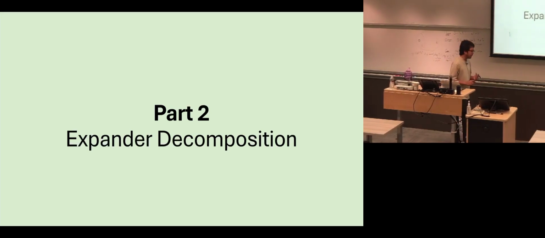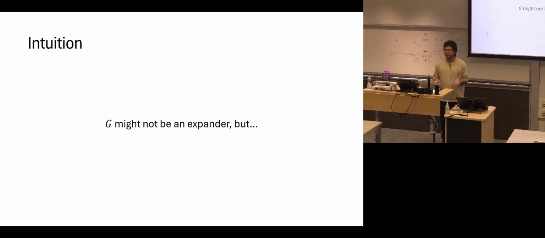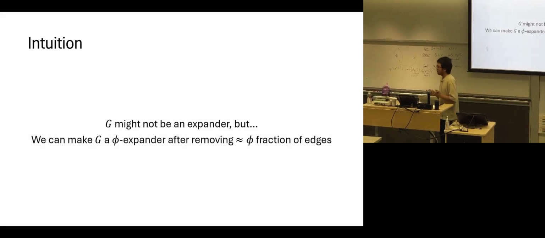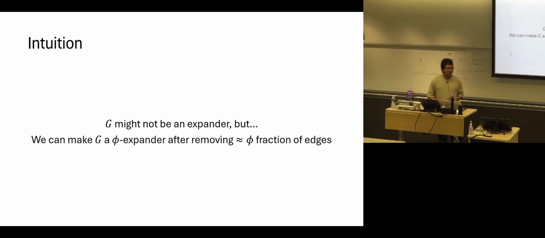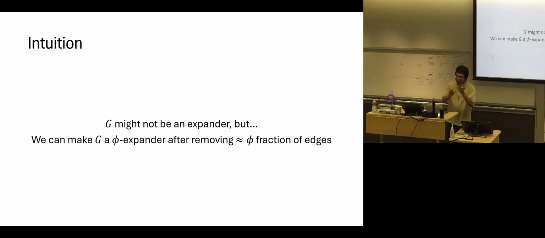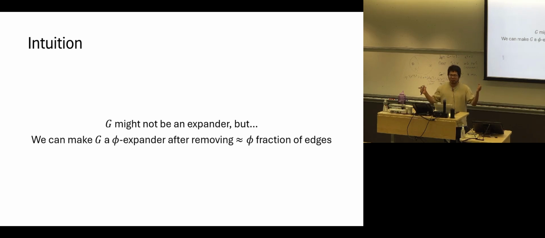All right. Now I want to talk about expander decomposition. The reason is that not all graphs are expanders. For example, a dumbbell graph is not an expander. So you cannot hope to solve approximate min cut easily all the time. But the point of expander decomposition is that you can make G become a phi expander just by removing a phi fraction of edges. No matter what the graph is, you can modify a phi fraction of edges so that the graph becomes a phi expander.